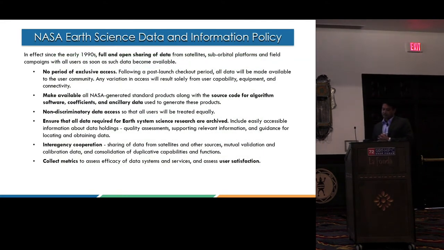This is the Earth Science Data and Information Policy. We are really proud that since 1990, we've been following this open and full sharing policy. There is no period of exclusive access. So it's not that the PI gets a year's worth of time with the data. The data is made available immediately as soon as it reaches the data systems. We make available all the source code, the coefficients, and the ancillary data sets that are used to produce these standard products for reproducibility. There is non-discriminatory data access. We don't distinguish if you are Google Earth Engine wanting to grab our entire archive, or if you are a PI at University of Idaho with one grad student. We treat everyone the same.